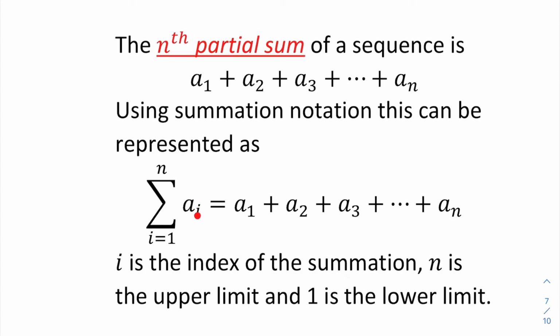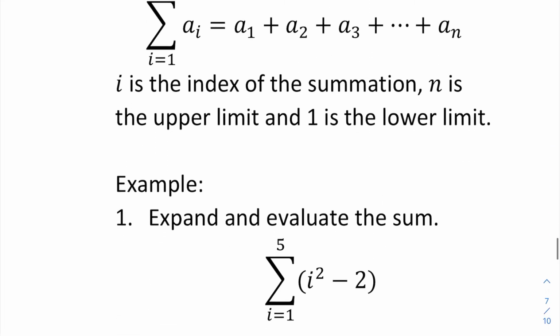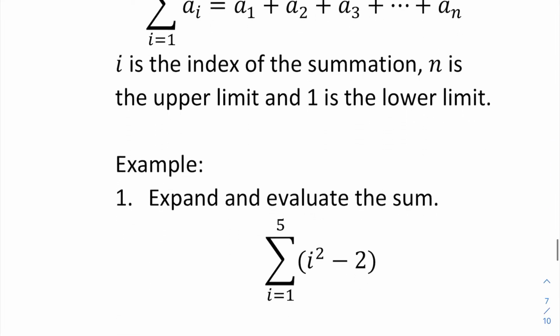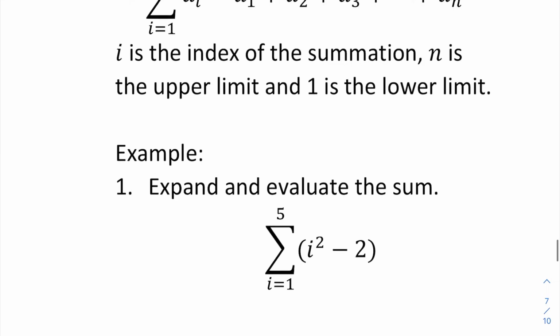So first I starts with 1. That's the lower limit of the summation. So you plug in 1 first. Then you let I equal 2 and you add a2. Then you let I equal 3 and you add a3. And this tells you where to stop. You keep going until you've added the last one, which is an. So I is the index of the summation, n is the upper limit, and 1 is the lower limit.